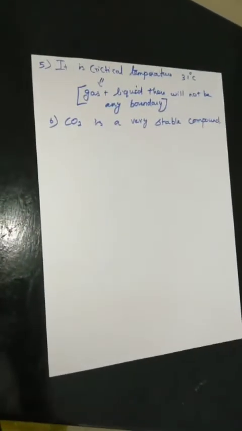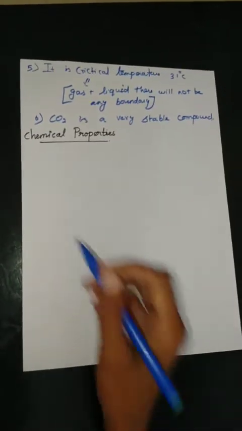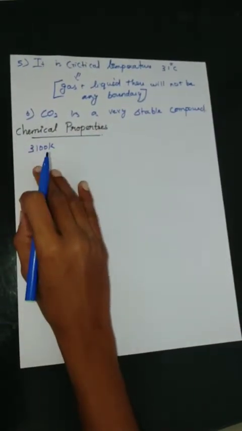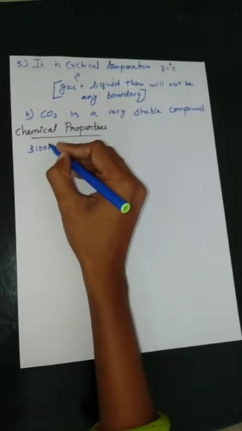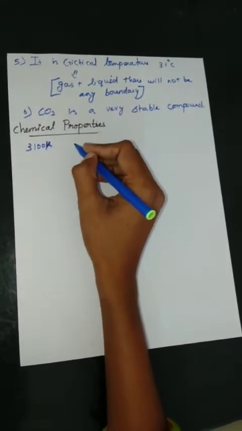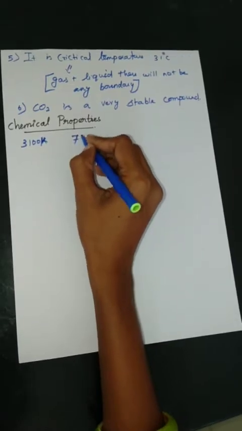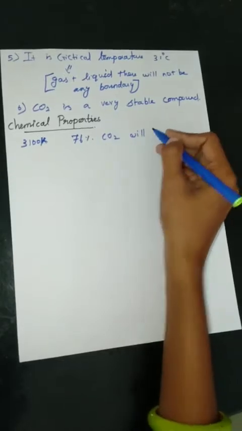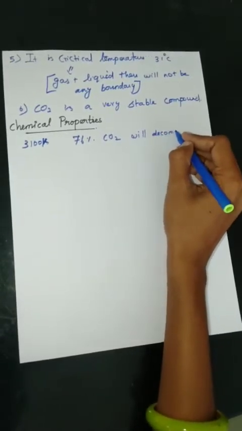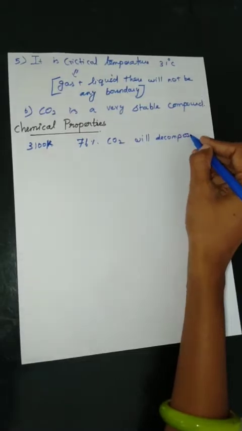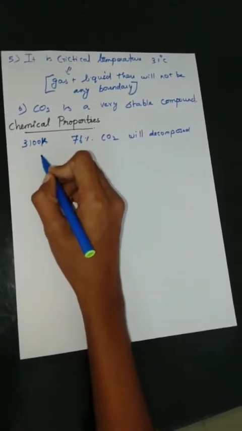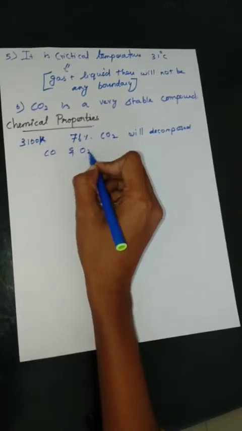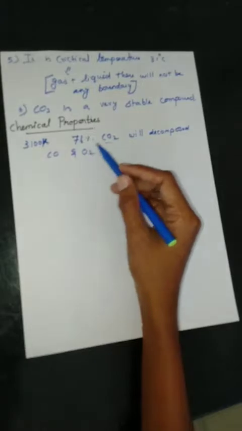Okay students, now the chemical properties. If we heat carbon dioxide to 3100 Kelvin, which is a very high temperature, only 76% of it will decompose, into carbon monoxide and oxygen.